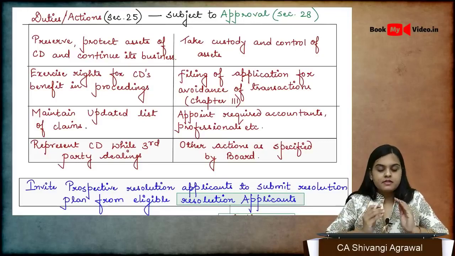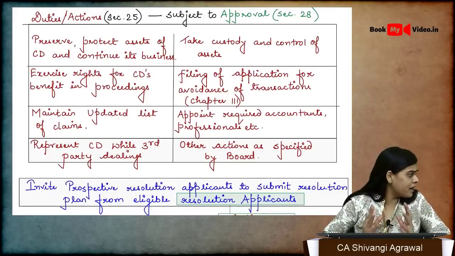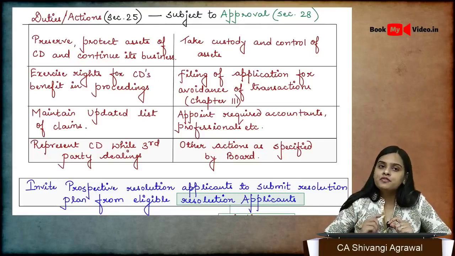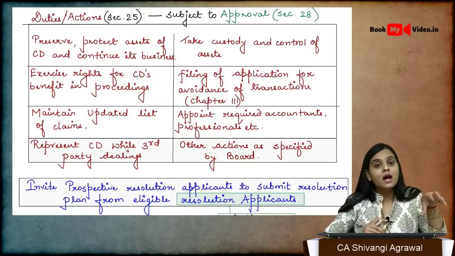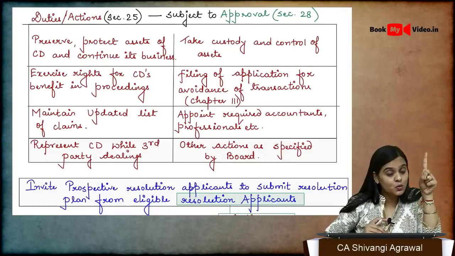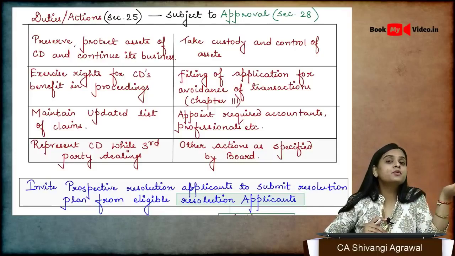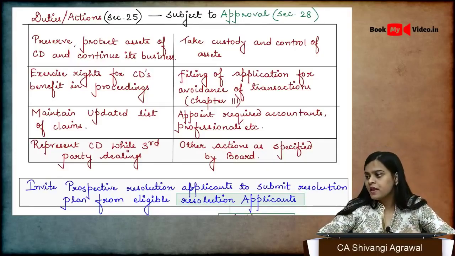See, the resolution professional undertakes all the duties and has all the powers, but there are certain things for which it requires the approval of the committee of creditors. Just like when we read about a company, the board has powers, but the powers of the board under section 179 are also restricted. Certain powers require approval of shareholders, right? So the same happens over here also.